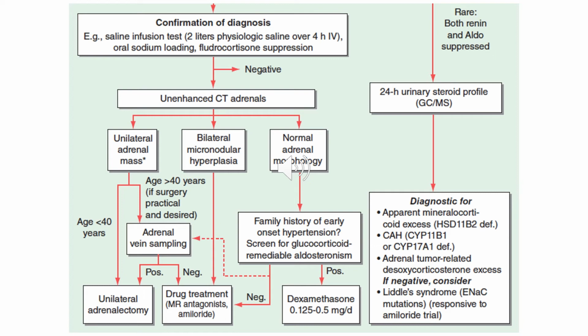Treatment of GRA consists of administering dexamethasone using the lowest dose possible to control blood pressure. On the other hand, the diagnosis of non-aldosterone related mineralocorticoid excess is based on documentation of a suppressed renin and a suppressed aldosterone in the presence of hypokalemic hypertension. Testing of 24-hour urinary steroid profile is employed in these patients.